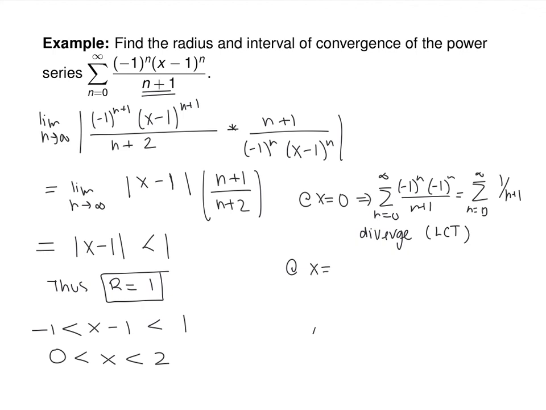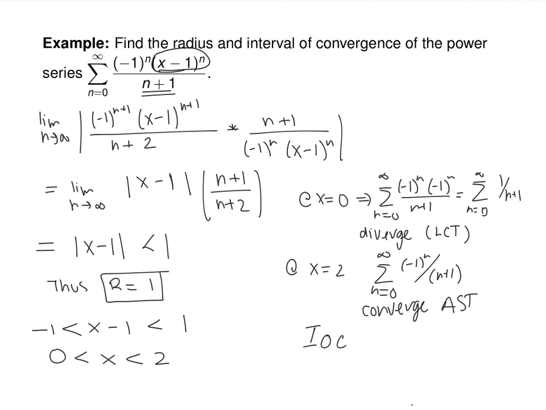And at x equals 2, this 2 minus 1 to the n is just 1 to the n. We get the sum from n equals 0 to infinity, negative 1 to the n over n plus 1. And that will converge by the alternating series test. And so thus, your interval of convergence does not include 0, but does include 2.